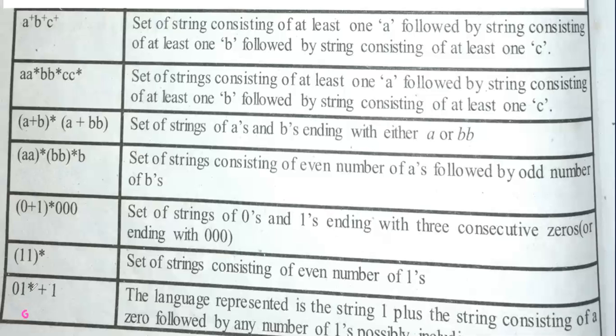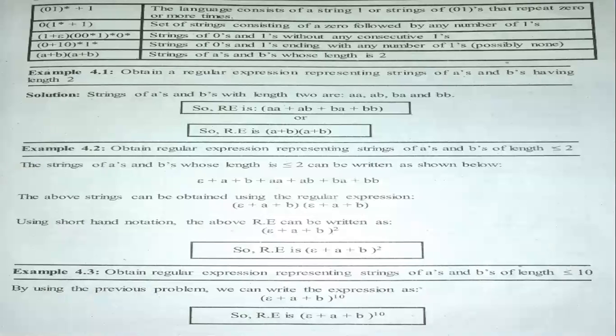Okay, followed by 0 or more number of 0s, or any number of 1s, or 1 exactly. We may be getting 0 followed by any number of ones, or else a single 1 exactly. That is what it states. So now we'll go for the next slide.